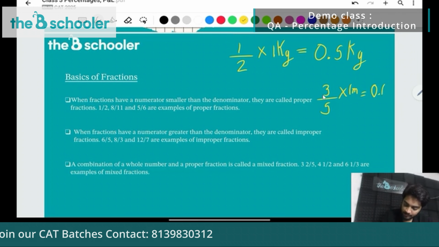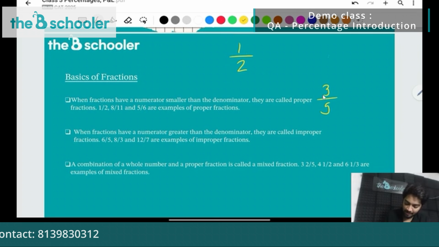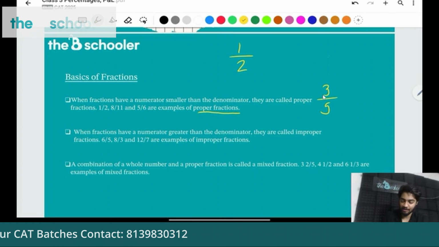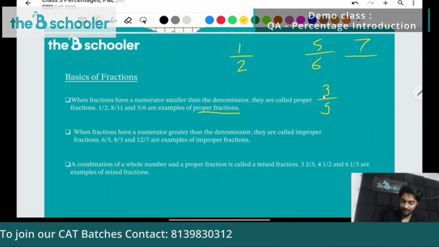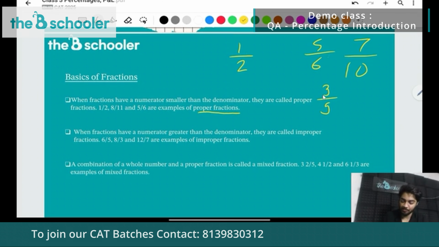But these kinds of fractions are called proper fractions, wherein the numerator is the number above the fraction, and the one below the fraction is called the denominator. So where the numerator is less than the denominator, it is called a proper fraction. All the examples, say 5 by 6, 7 by 10, all of these are proper fractions, wherein if you take the decimal value you will always get it below 1, right? Here it was 0.5, here it is 0.6, similarly you'll get below 1.